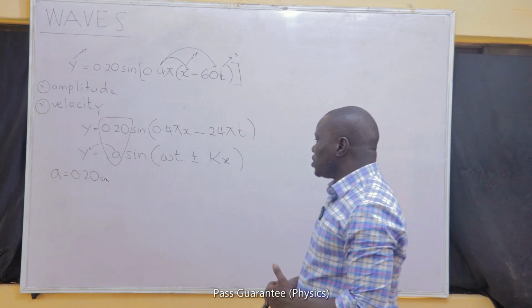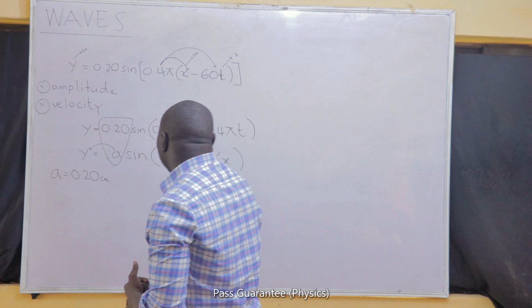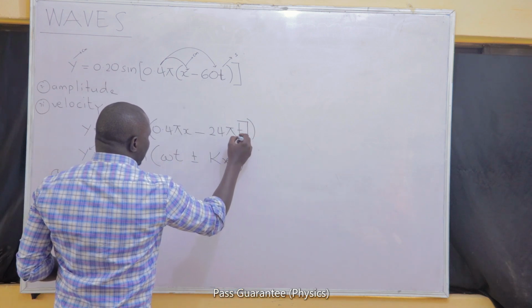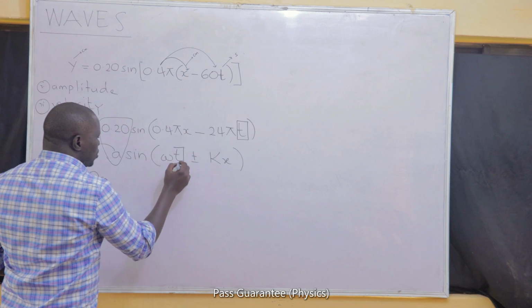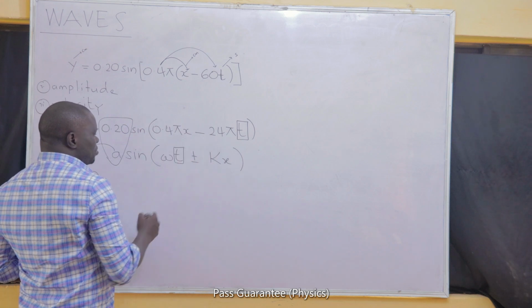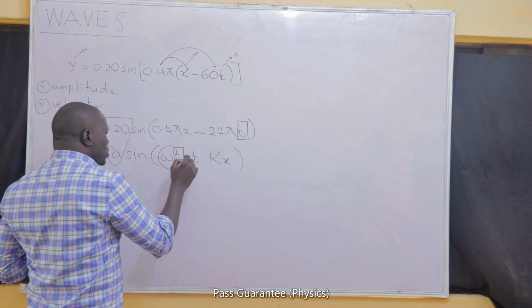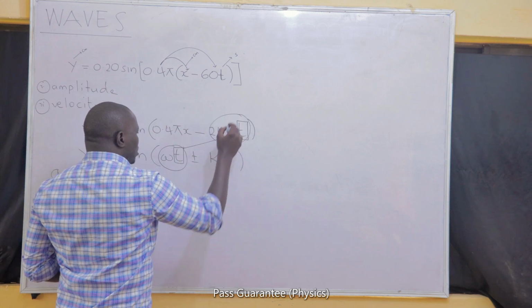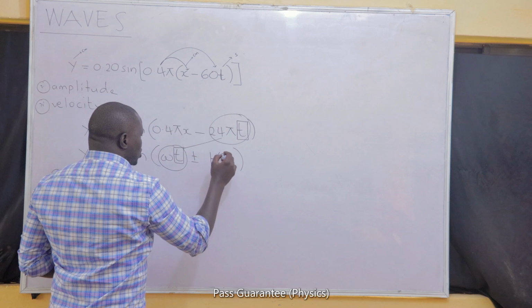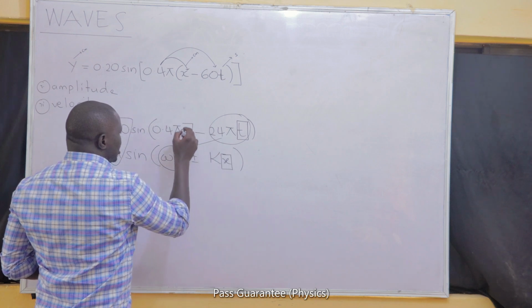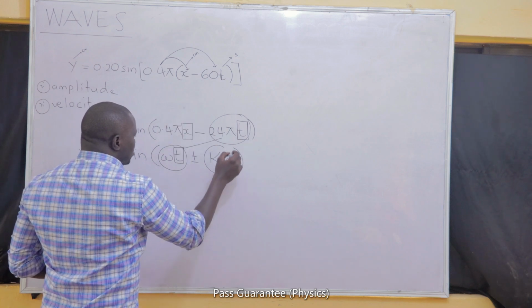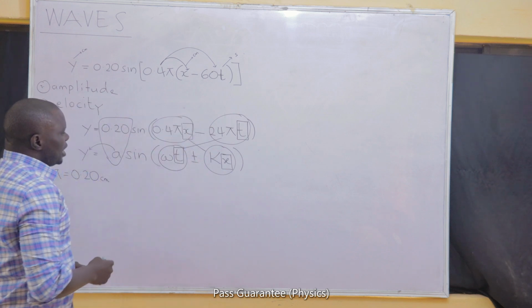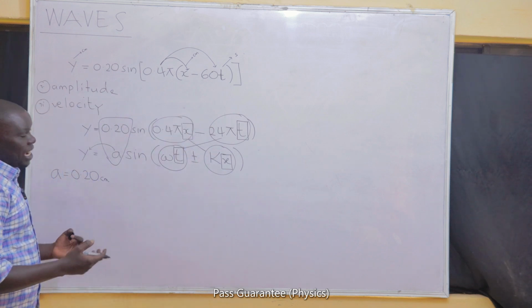Now we want to get the velocity. Before we get the velocity, I want us to look at similar terms again. The term that has a t here must be equal to the term that has a t here. That means the whole of this term must be the same thing as the whole of this. The term that has my x here must also be the same thing as the term that has my x here. So that means the whole of this term must also be equal to this. If that is the case, then I can now write them out.